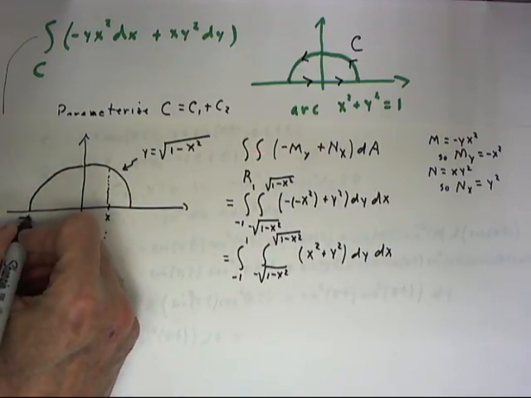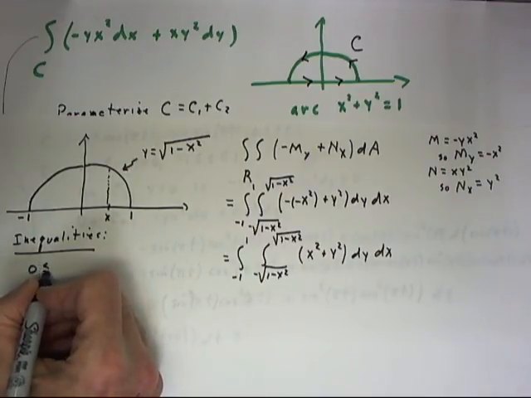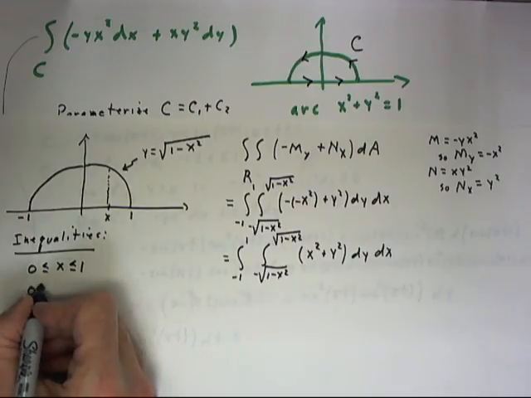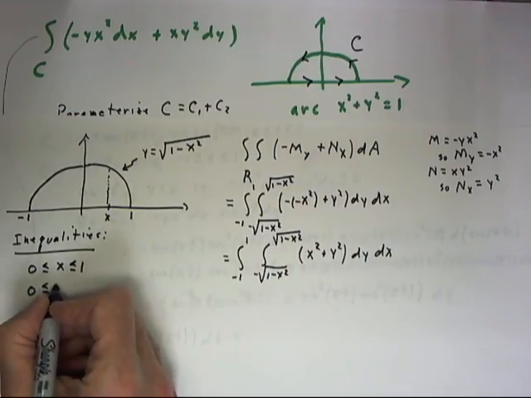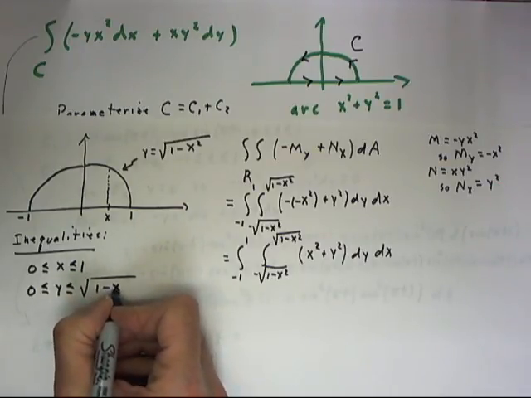Now x goes from negative 1 to 1, so our inequalities are 0 less than or equal to x less than or equal to 1. And then for given x, y goes from 0 to the square root of 1 minus x squared.